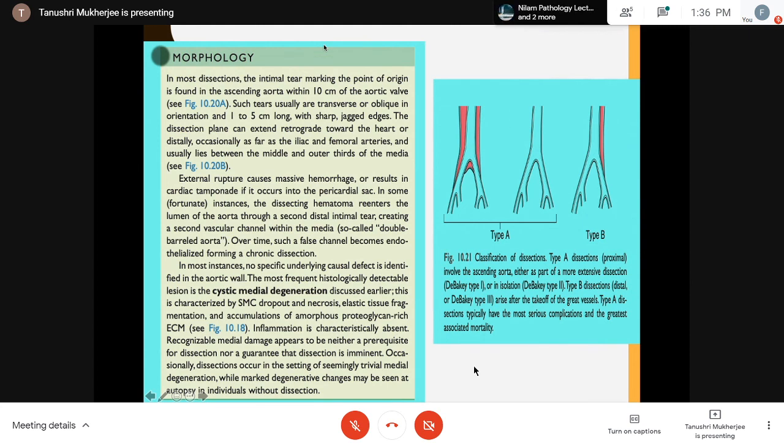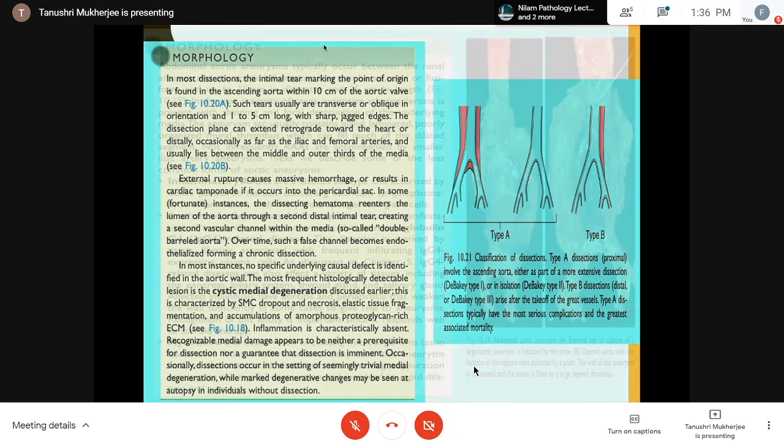In most instances, no specific underlying causal defect is identified in the aortic wall. As I said earlier, the most frequent histologically detectable lesion is cystic medial degeneration, which is characterized by smooth muscle cell dropout and necrosis, elastic tissue fragmentation, and accumulation of amorphous proteoglycan-rich extracellular matrix.